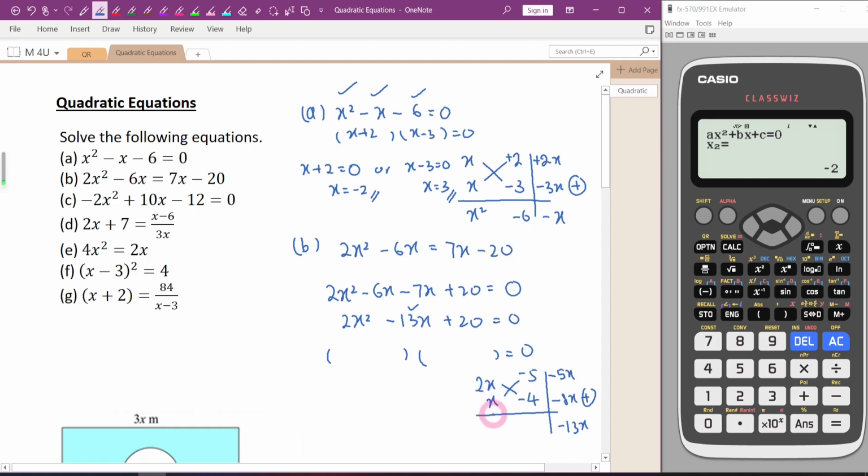Let's double check our answers. 2x times x will be 2x squared. Negative 5 times negative 4 will be positive 20. Correct. And these two added together are equal to negative 13x. Our combinations are correct. So what I need to do next is just copy this: 2x minus 5, x minus 4.